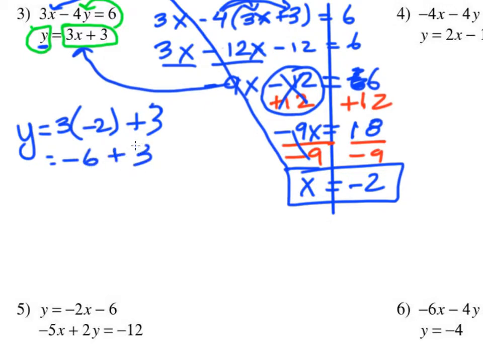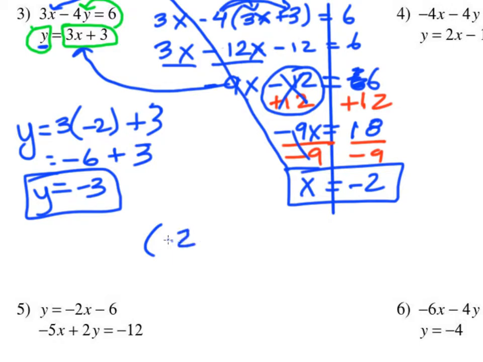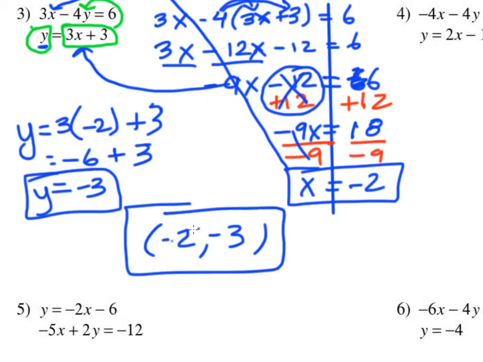So our x is negative 2, our y is negative 3, and this is our solution. This is the one that would work for both. If we were to graph these, it would work for both. Now, again, we won't do this every time, but let's go ahead and check this real quick.